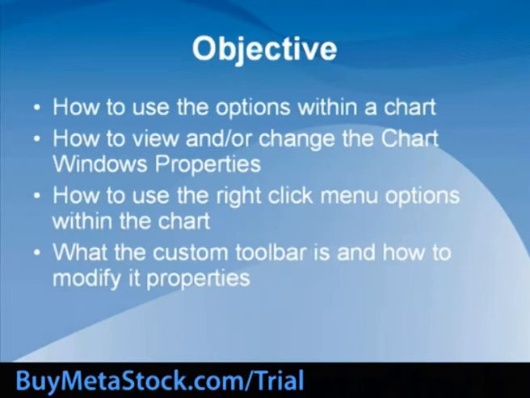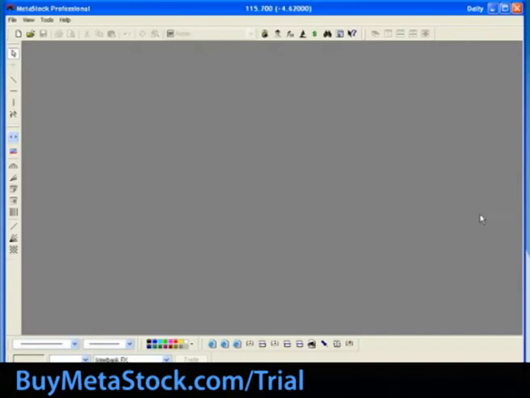At the conclusion of this training module, you should know how to use the options within a chart, how to view and/or change the chart window properties, how to use the right-click menu options within the chart, what the custom toolbar is, and how to modify its properties. We will begin with the options that are available for customization within the chart window. These options are the scaling of plots, periodicity, refreshing, and zooming, for example.